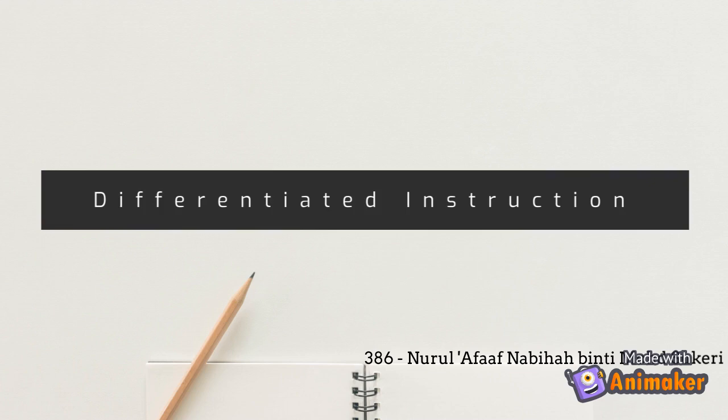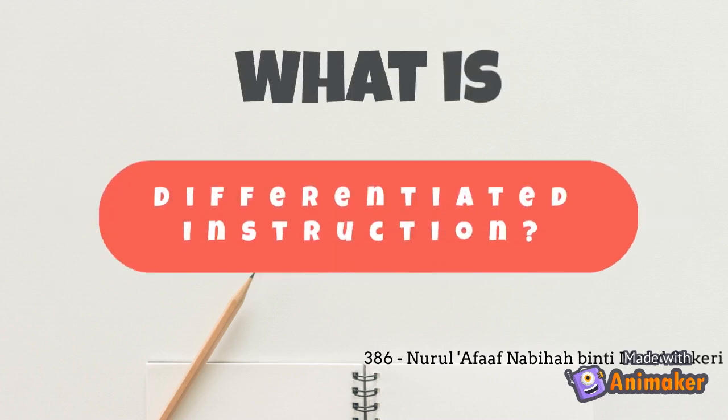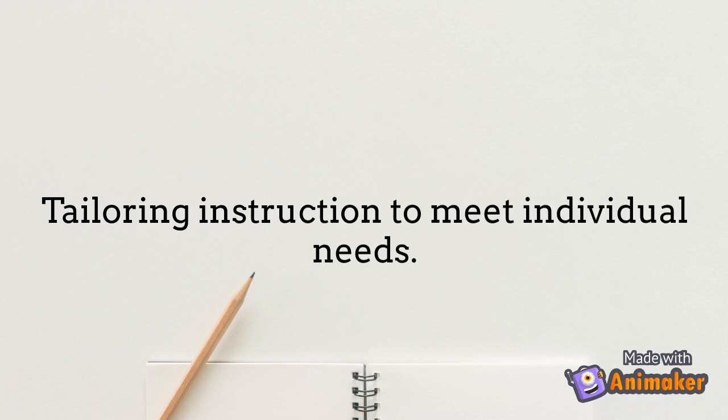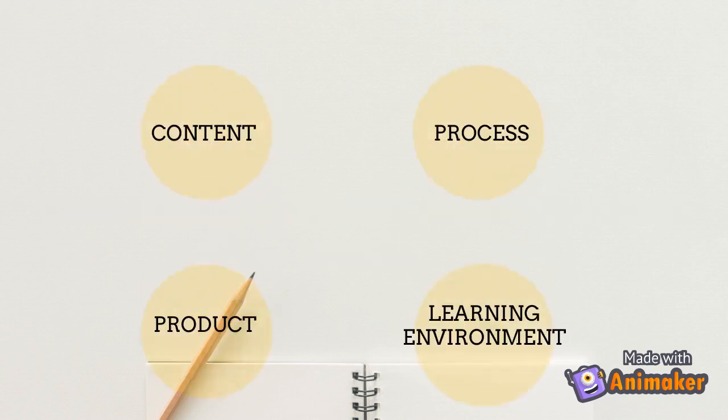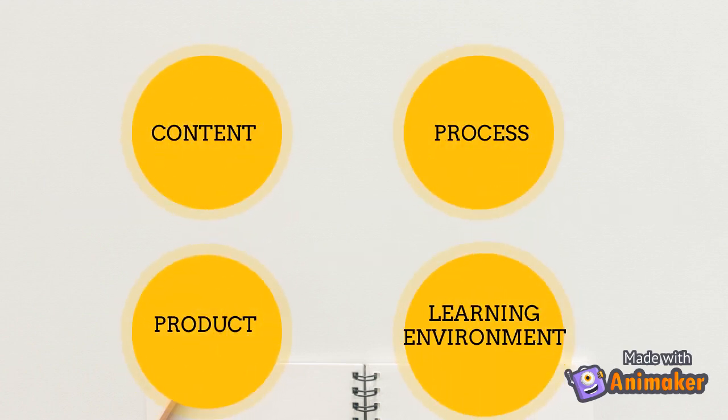Now, let's move to the first question, which is: what is differentiated instruction? Differentiated instruction is tailoring instruction to meet individual needs of the students. There are 4 elements to differentiate. The first one is content. Content is what the student needs to learn or how the student will get access to the information.